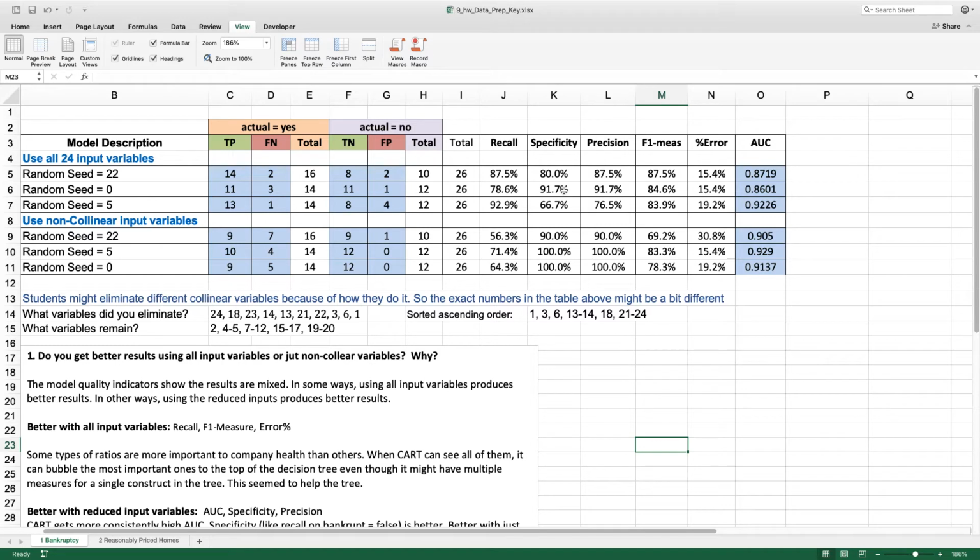Specificity is how good of a job is it getting the actual negatives? In this case, by using the non-collinears, it did a much better job of being able to pick out the negatives: no, these really aren't bankruptcies. It was almost perfect in finding the non-bankruptcies. So this is kind of like the recall for negatives, and this is recall for positives.